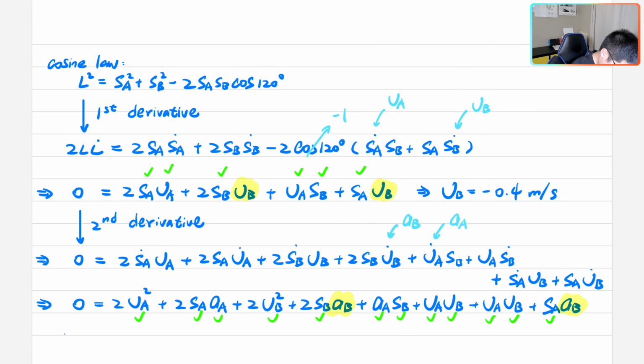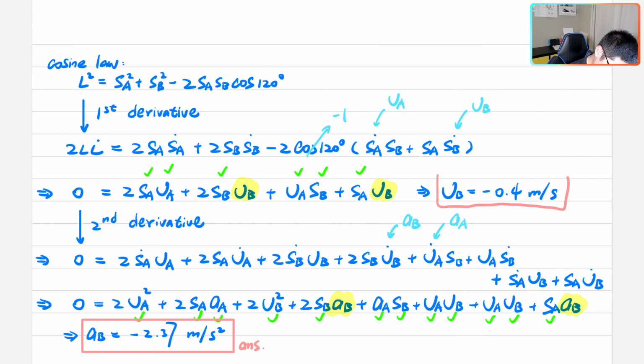Therefore, we've got a_B is negative 2.37 meters per second squared. This is our first answer here. We got the acceleration. Let me circle this one as well. This is the interior number, right? This is the velocity of B and acceleration of B.